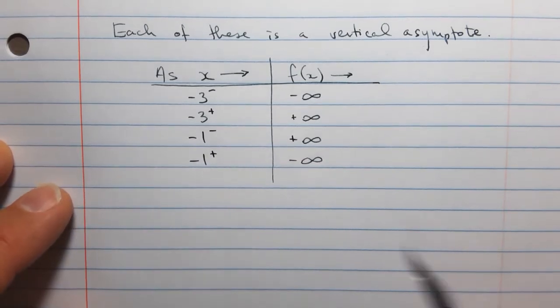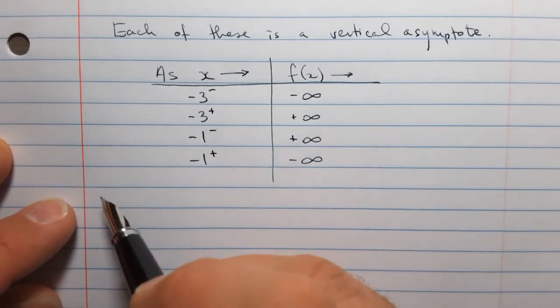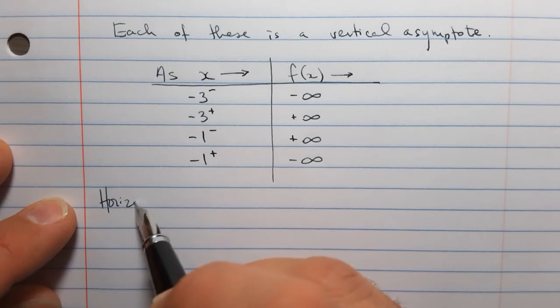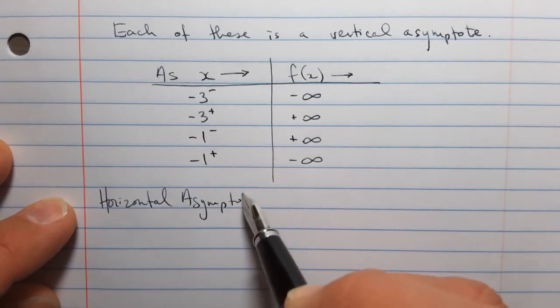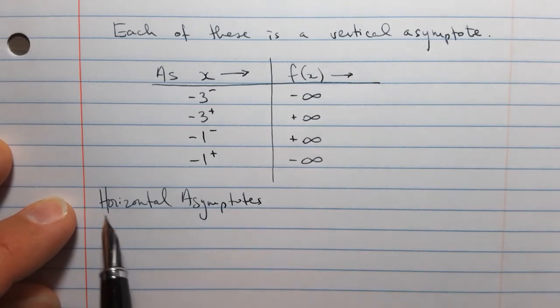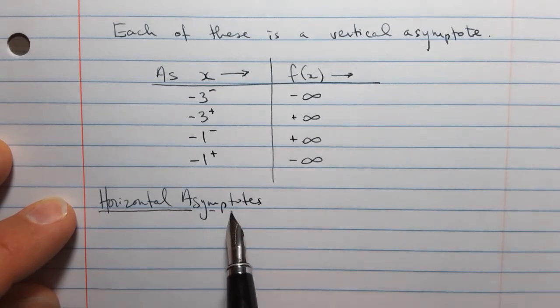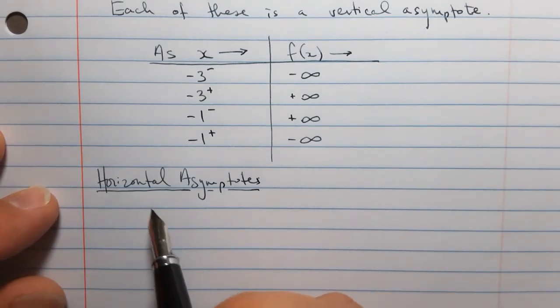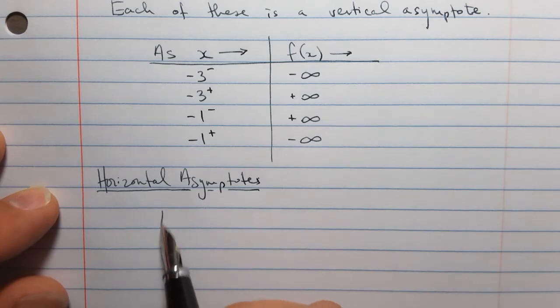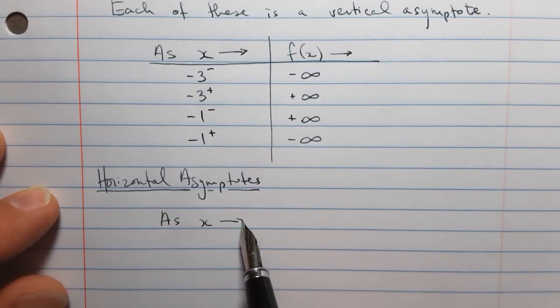Now, we also have to worry about horizontal asymptotes. So horizontal asymptotes, those occur when you go extremely to the left or right edge of the graph as x goes to positive or negative infinity. And we could have included this all in one of our charts here, but I'm just going to make a new one.